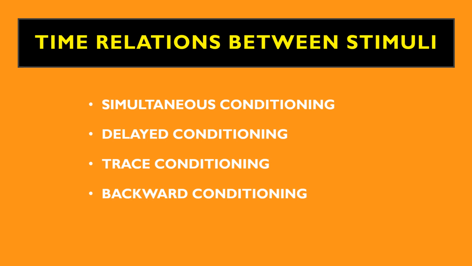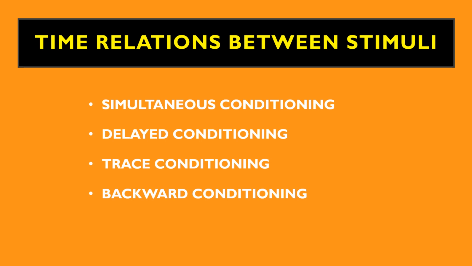The first factor that affects the classical conditioning is the time relations between the stimuli. Here, the first three, the simultaneous conditioning, the delayed conditioning, and the trace conditioning are known as forward conditioning, and there is a backward conditioning. The experimental arrangement of these four procedures are as follows.